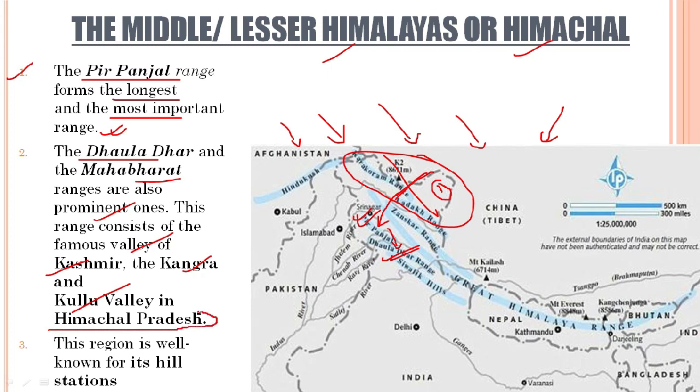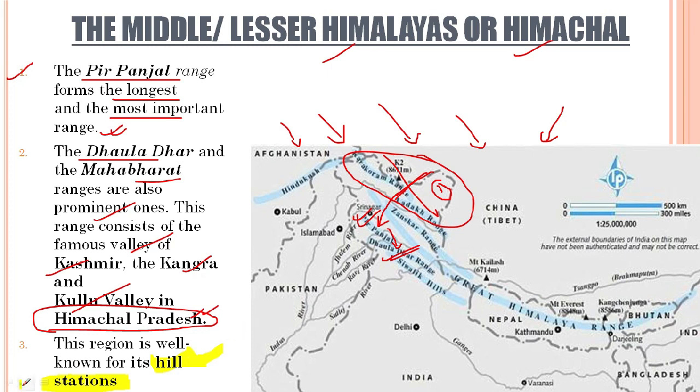Now you can easily figure out, students, why the state is named Himachal Pradesh. Exactly because of the lesser Himalayas, the Himachal. Now one very important characteristic of this region is that it has well-known hill stations of India. Now one question here goes for you, students. You will tell me what the hill stations found in this range are.